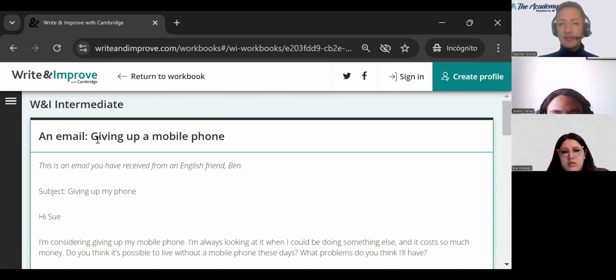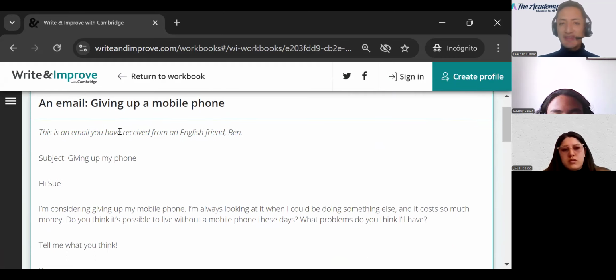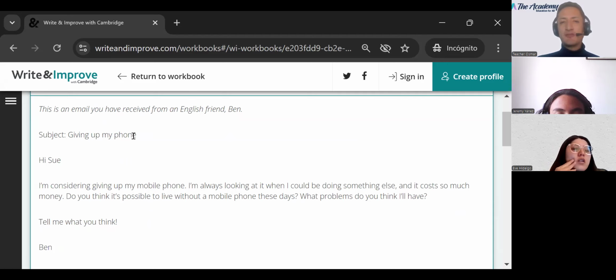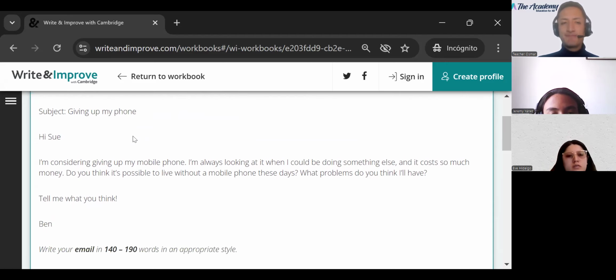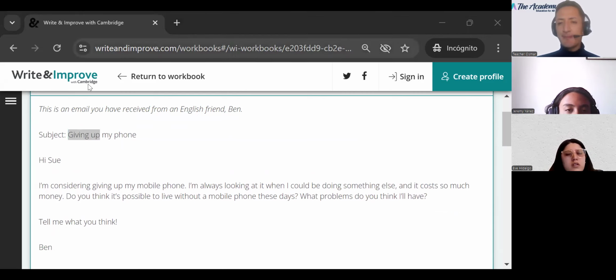An email giving up a mobile phone. First of all, remember you need to read the instruction and identify what this email is about. This is an email you have received from an English friend, Ben. Subject: giving up my phone. Do you remember this phrasal verb? What is the meaning of give up? Give up, giving up.